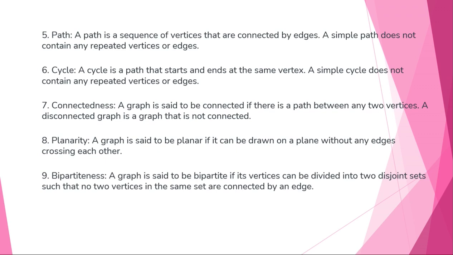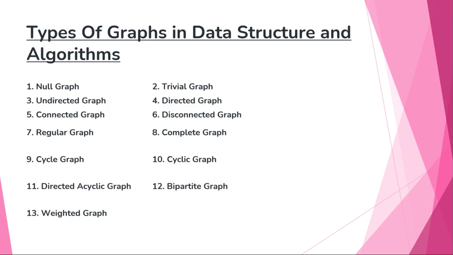Connectedness. A graph is said to be connected if there is a path between any two vertices. A disconnected graph is a graph that does not have such connections. Planarity. A graph is said to be planar if it can be drawn on a plane without any edges crossing each other. Next one is bipartiteness. A graph is said to be bipartite if its vertices can be divided into two disjoint sets such that no two vertices in the same set are connected by an edge.